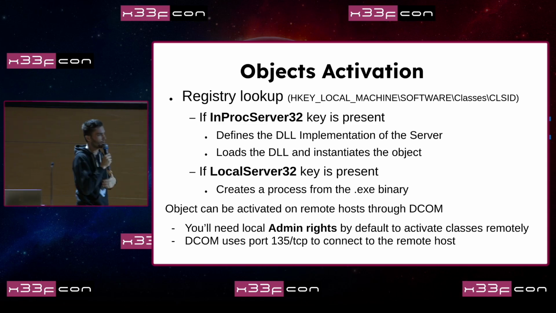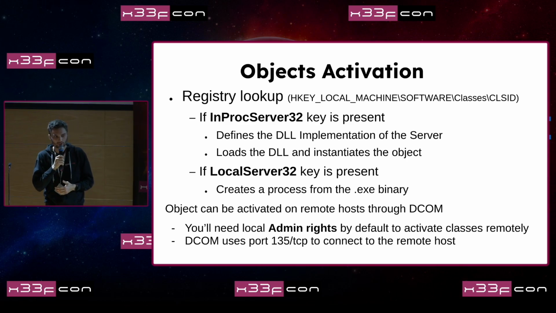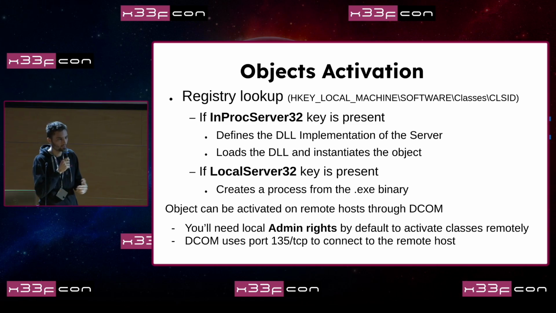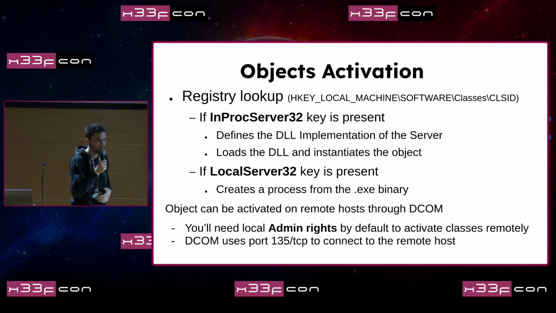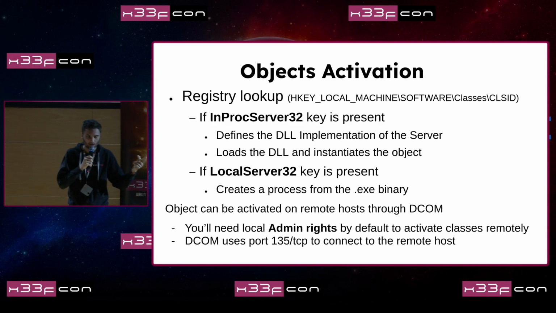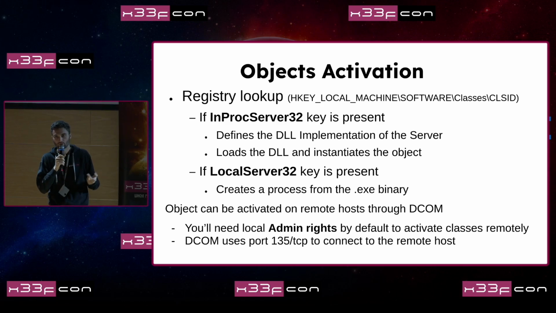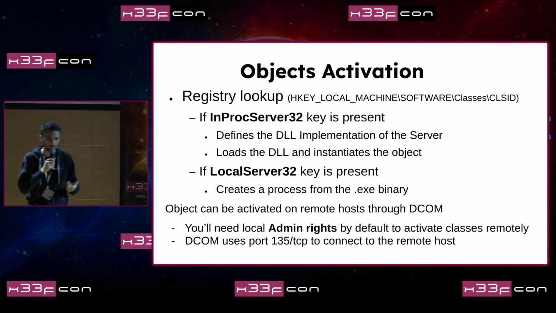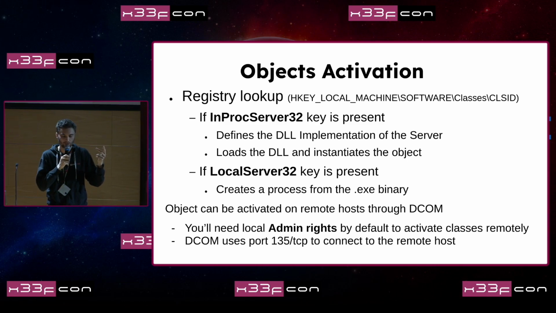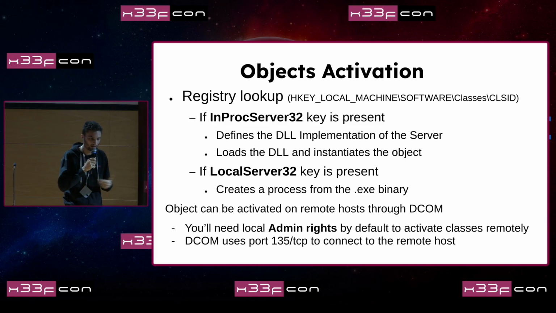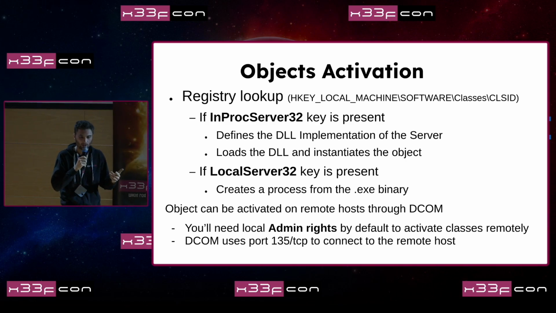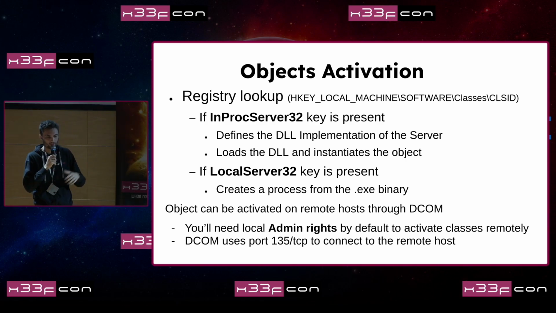So basically, before calling any methods on the COM object, you have to activate it, instantiate the object. And to do that, Windows just looks at the registry and checks for two keys. InprocServer32: if this key is present, then it's an in-process server, so the computer just loads the DLL and instantiates the object, so you can call methods on it. So it's not the most interesting type of server in the case of DLL hijacking.